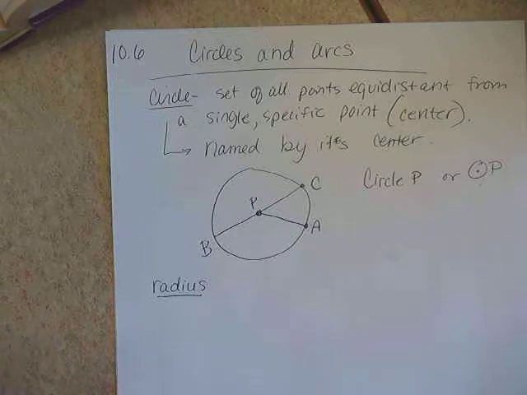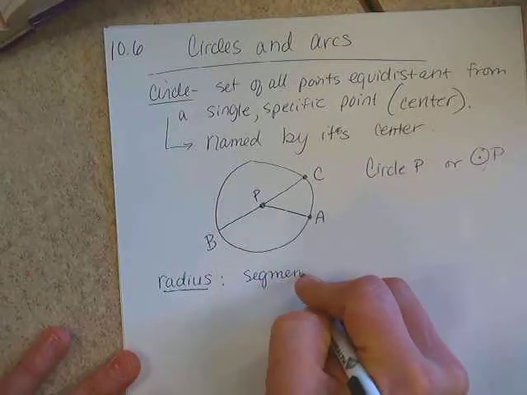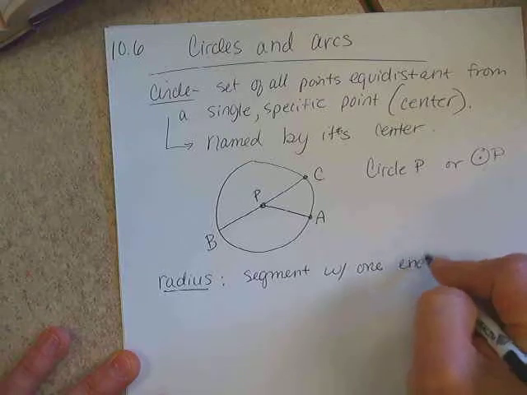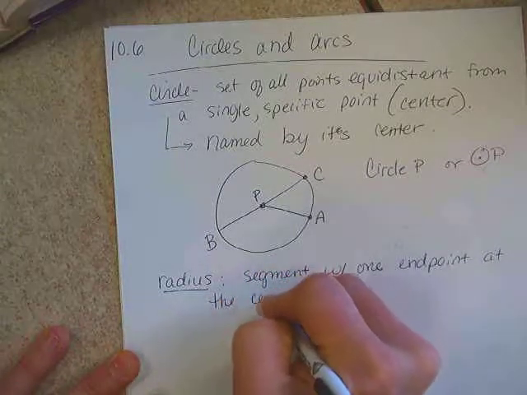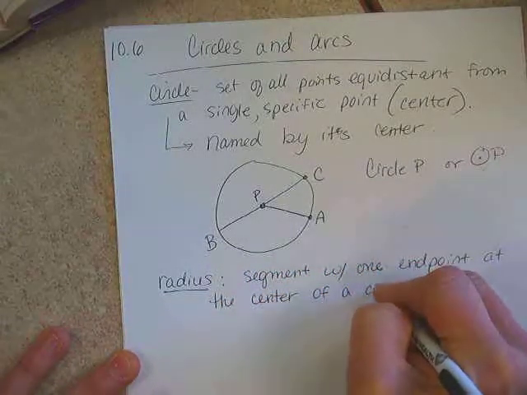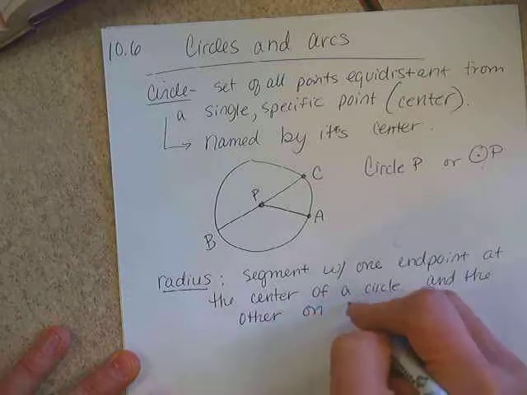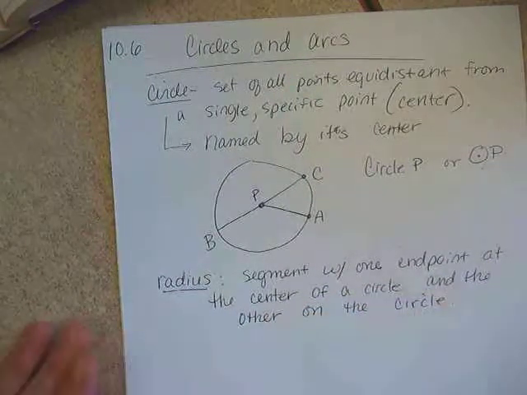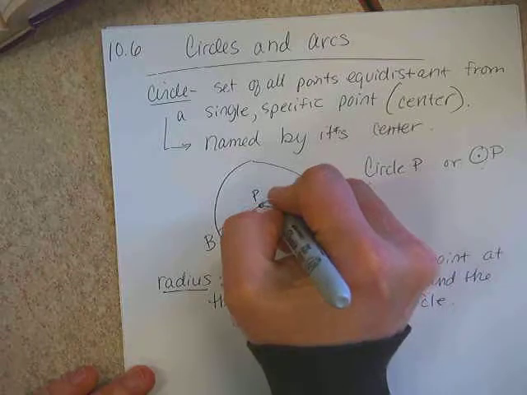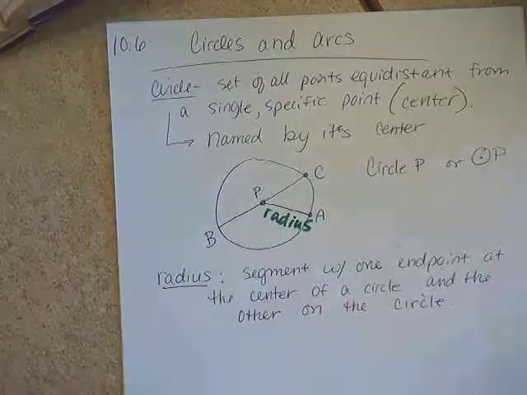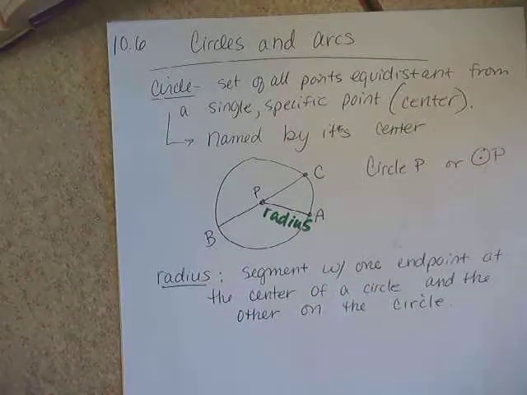You also need to know what the radius is. Most of you, I think, can identify a radius. It's defined, though, by a segment with one endpoint at the center of a circle, and the other on the circle. Okay, so in this diagram, PA is a radius.